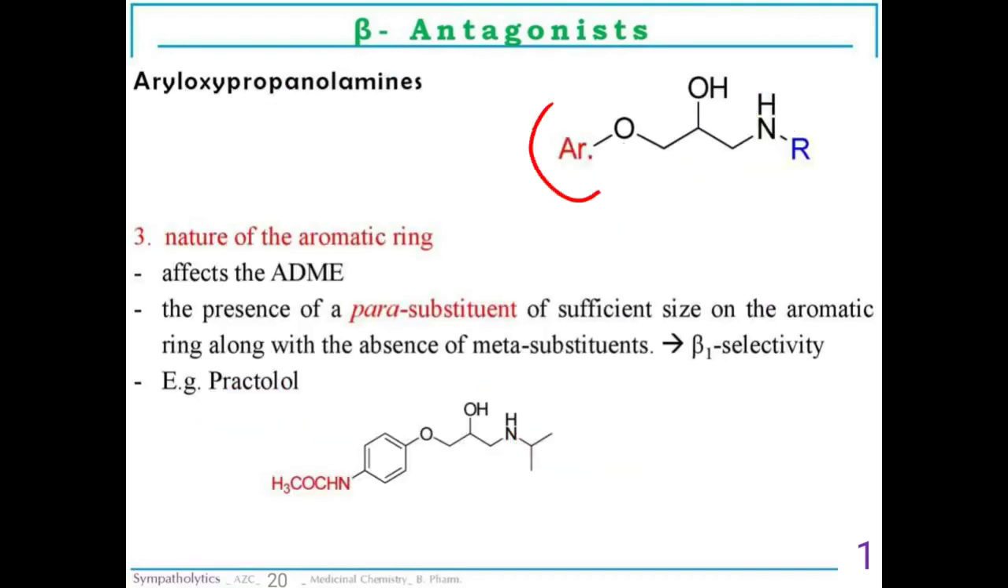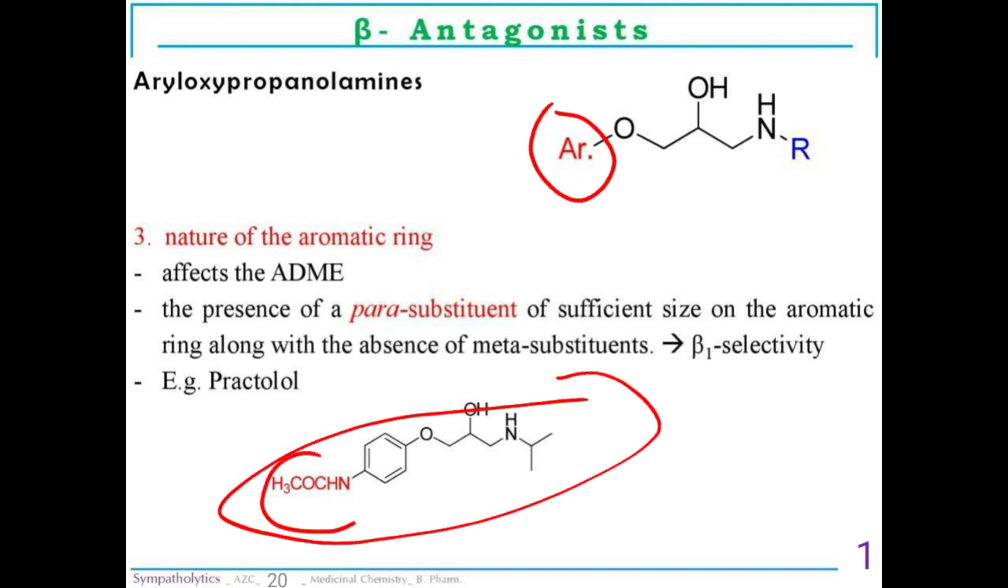Now this aromatic ring, or the nature of the aromatic ring, is responsible for the ADME pharmacokinetics: absorption, distribution, metabolism and elimination. So at the para position of this aromatic ring, suppose this is the aromatic ring, at the para position of the aromatic ring, there may be a substitution, and it will give the proper activity.